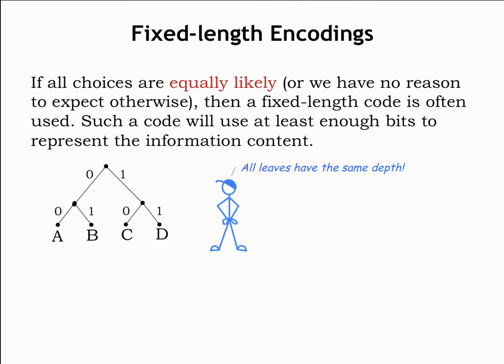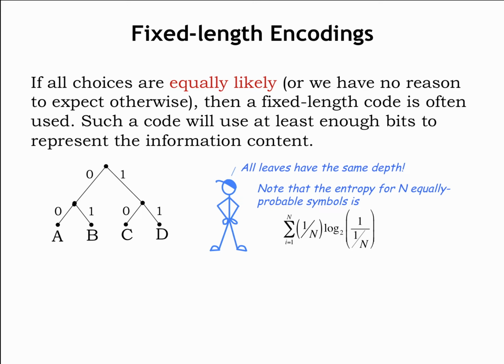For example, in a message encoded using the fixed-length code shown here, if we wanted to determine the third symbol in the encoded message, we would skip the 4 bits used to encode the first 2 symbols and start decoding with the 5th bit of the message.